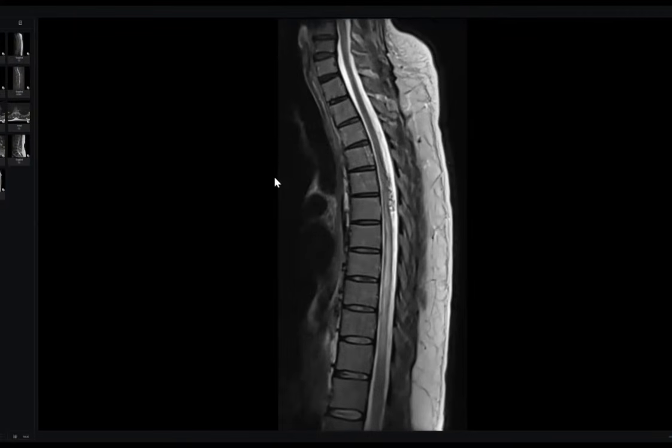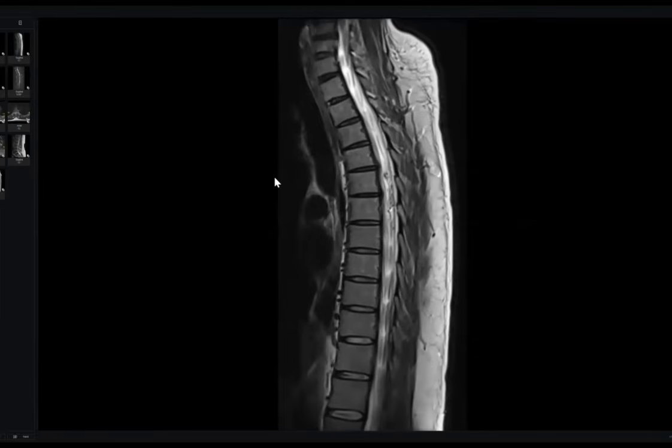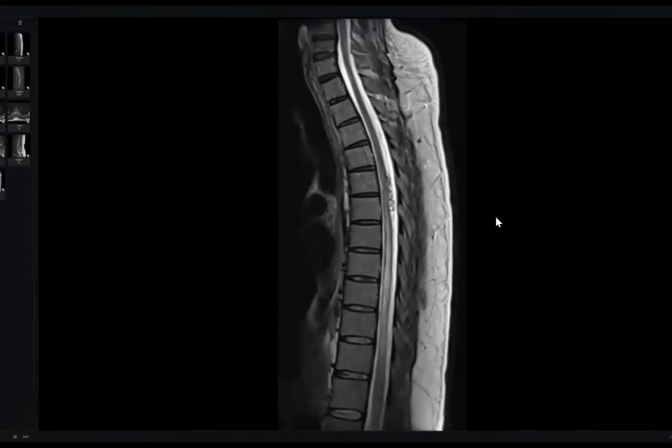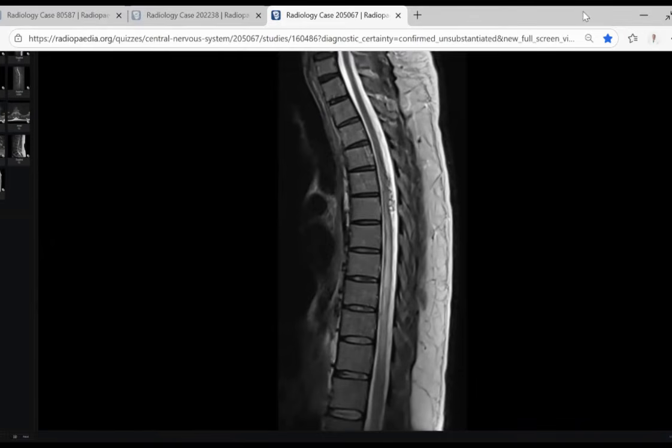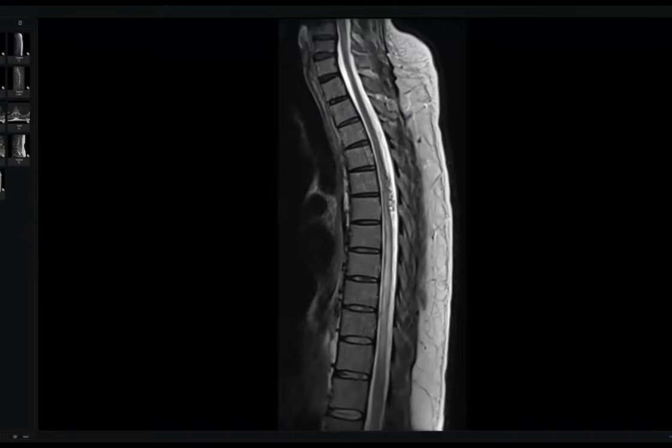So this is a T2 sequence of the dorsolumbar spine. There are abnormal signal voids, multiple curvilinear structures seen extending along the mid-dorsal cord, I mean the lower cord, associated with abnormal high signal on the distal part of the cord. So these could be representing vascular structures, and the lower cord high signal could be due to edema. I would like to check the rest of the sequences.